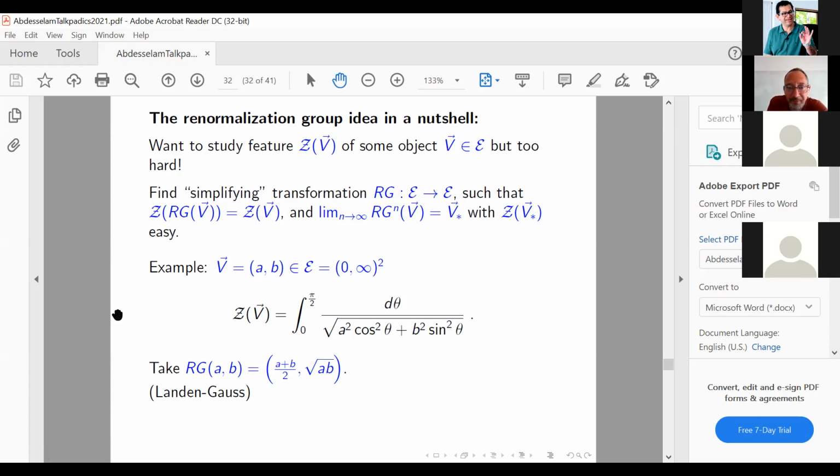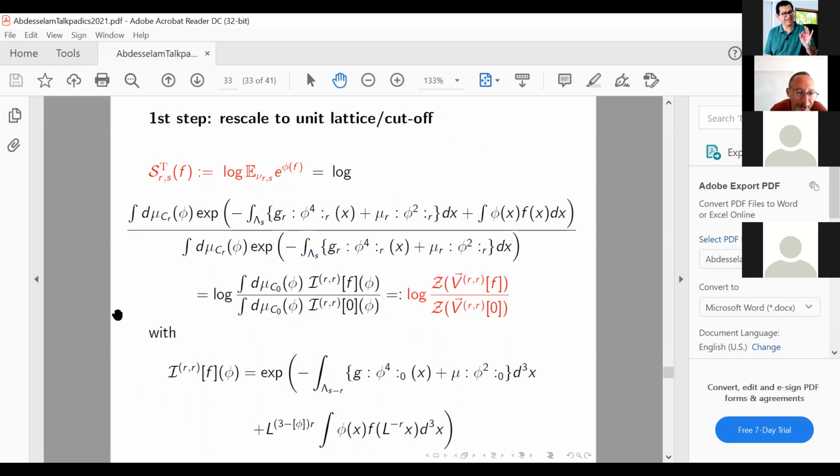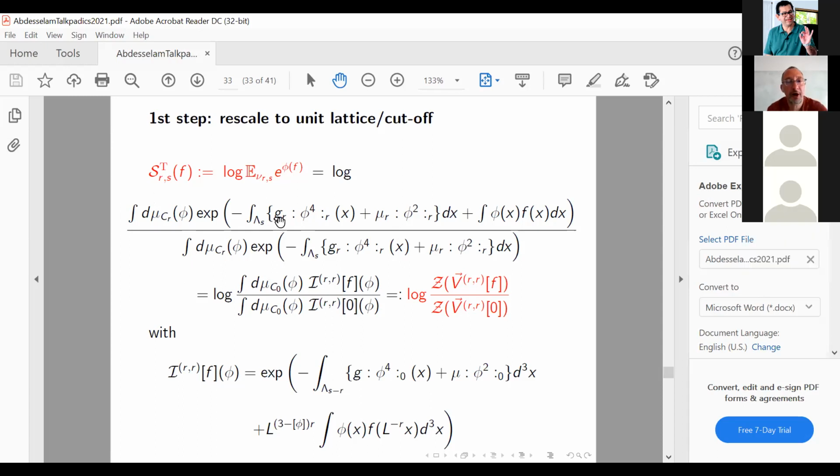So that's the idea. Now let's go back to our situation, which is a bit more complicated, but it's the same philosophy. We have this probability measure, which depends on the cutoffs. I want to understand the log moment generating function. So it's the logarithm of this ratio of well-defined integrals, where we see the couplings, which depend on the cutoff R over here for the phi^4 and here for the phi^2. So the very first step is a change of variable, which is a rescaling to the unit lattice.